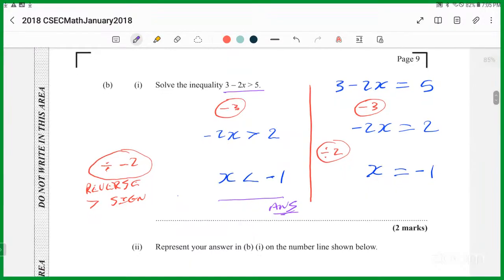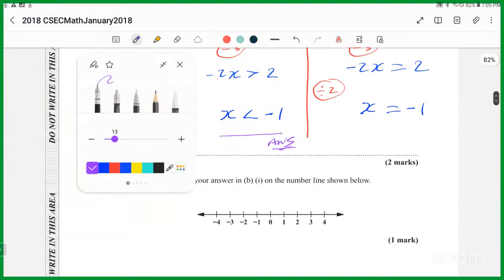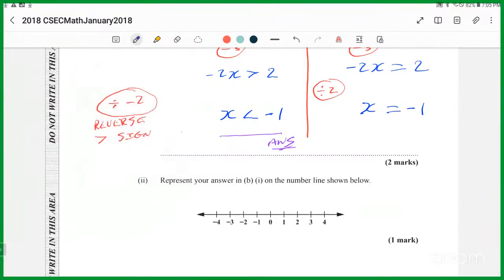Alright. Down here now, the question wants us to draw a number line to represent this solution. Alright? So let's look at it. The solution is that x is less than -1. Now this -1 is called a critical value or the boundary value. It's the limit of the inequality. So there's a -1 here, which means that we're starting there.